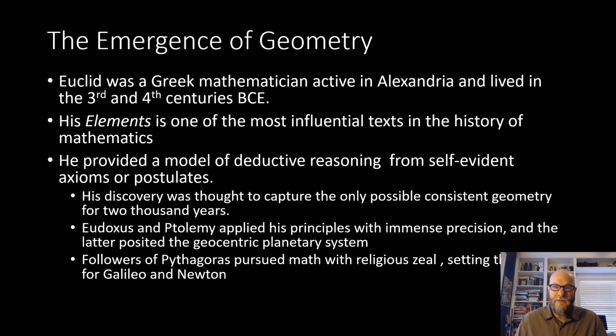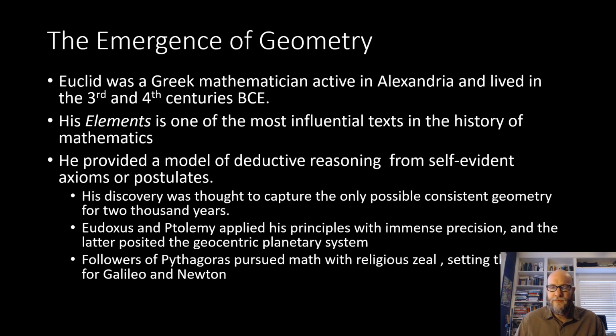But Euclid provided a model not just of geometry, but of deductive reasoning. And so he went from the math to the logic. And he basically said that we reason through self-evident axioms or postulates. And he essentially gave us a model for deductive reasoning that applies very naturally to the way we do science today.